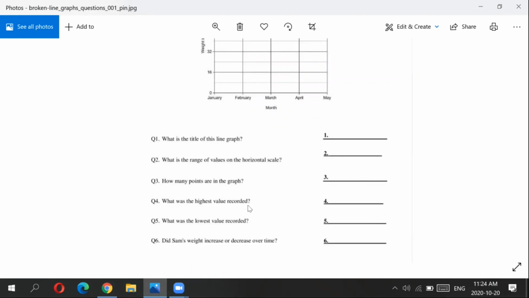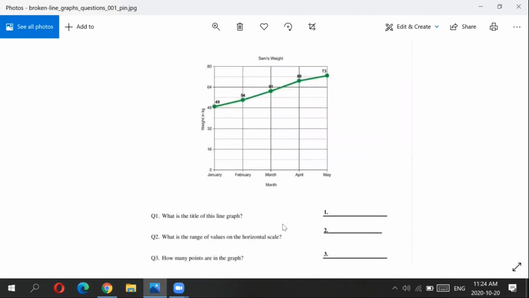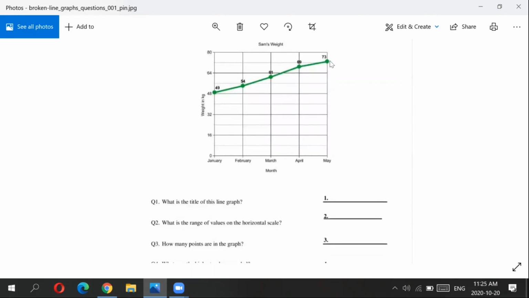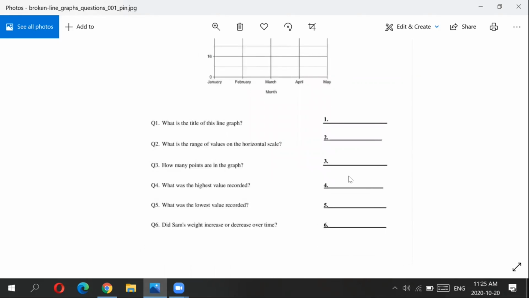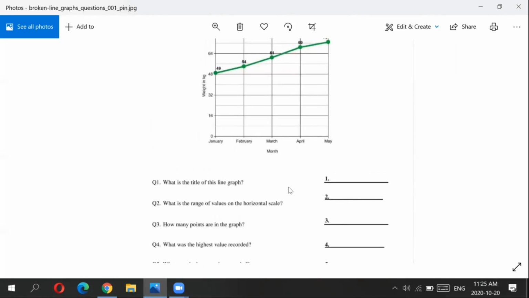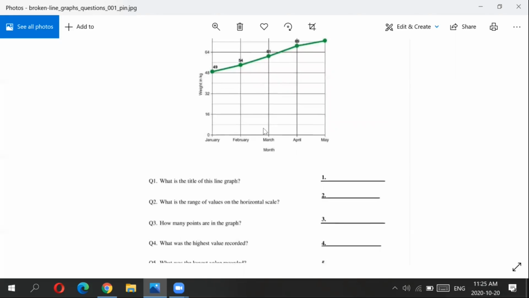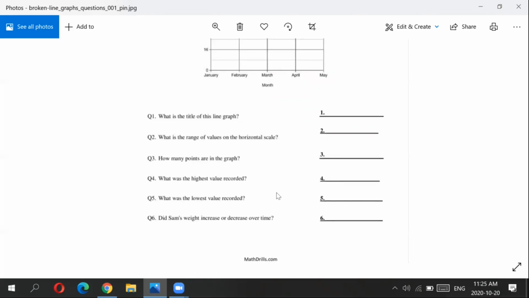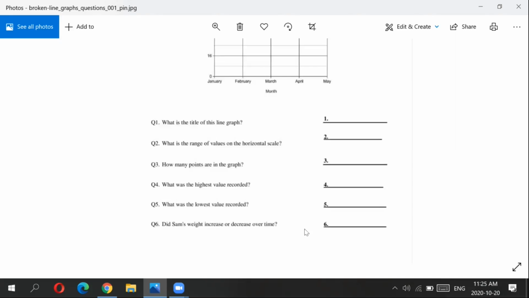What was the highest value recorded? Ang highest value recorded, ang meaning pinakataas. So, nakabutang diri 73. So, butang ato 73 kilograms. Kung 1 kg diha, wrong na tanan. Dapat jud kalimtan. Okay, number 5, what was the lowest value recorded? So, naglamay 49 kilograms. Did Sam's weight increase or decrease over time?